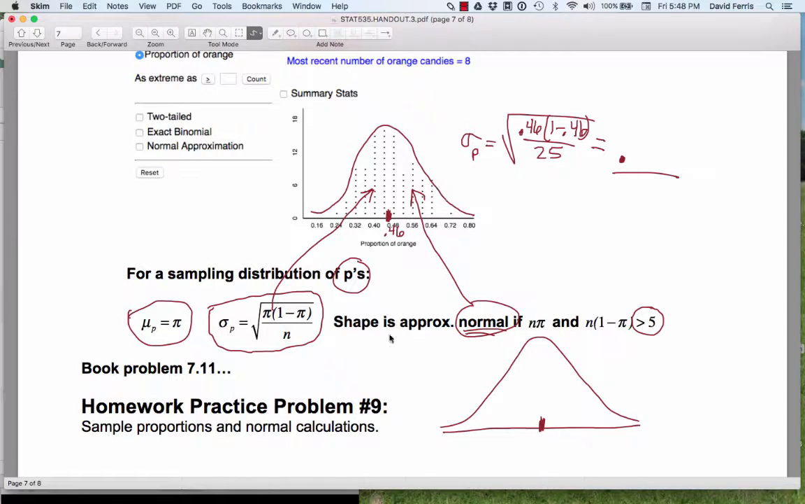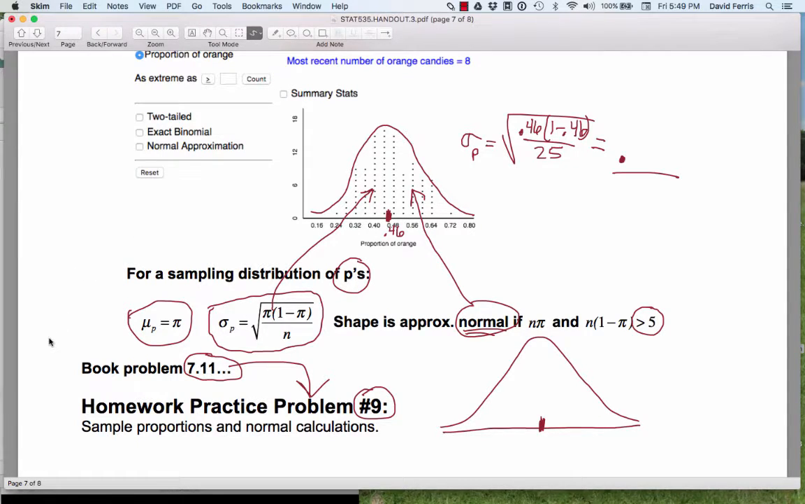So there's a book problem that would be good if you want a little practice before you start typing answers in to PhStat or to MyStatLab. So you could practice that and look at the answer. Or if you just want to jump in and do your homework practice problem, this one problem, number 9, is a problem like this where you'll have to calculate the standard deviation and the mean and do some normal calculation. So that's a quick time through the second half.